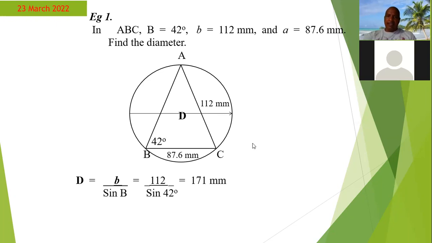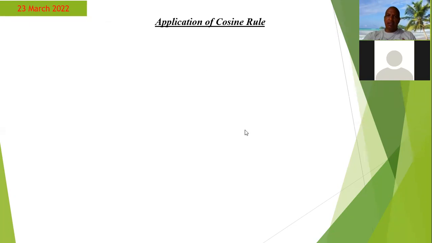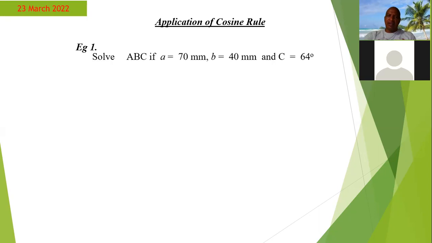All right, so with that said, let us move on now to the cosine rule. Now, the sine rule is pretty much easier to remember than the cosine rule, because the cosine rule comes with 3 parts to it. You will have to really become familiar with the cosine rule.